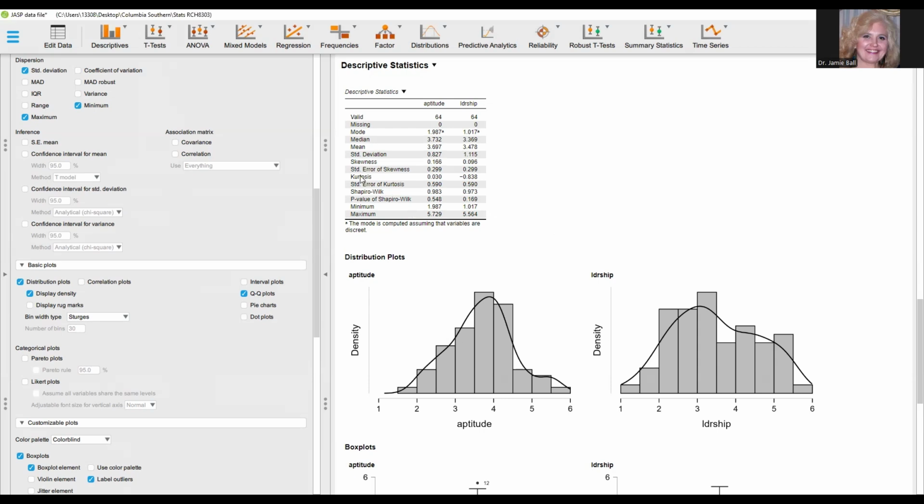So I can also look at these numbers, skewness. There's slightly positive. Kurtosis, there's hardly any kurtosis there. So how might I report that? Let's go back to our paper.